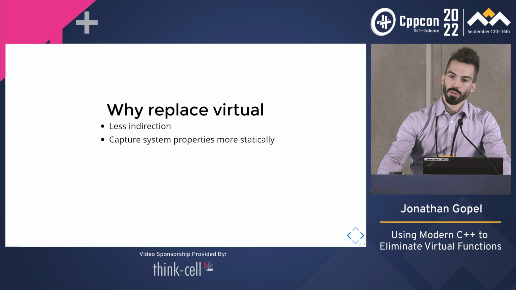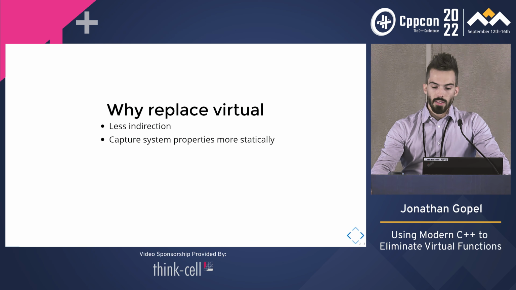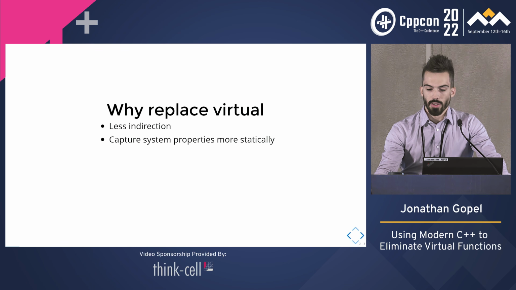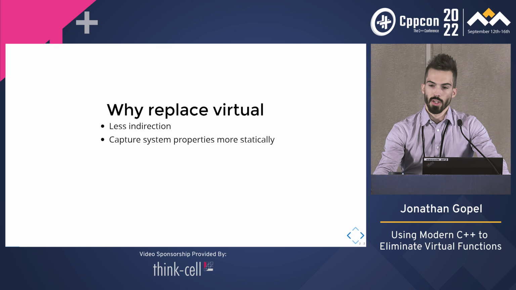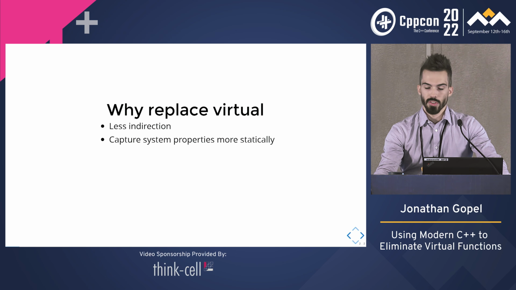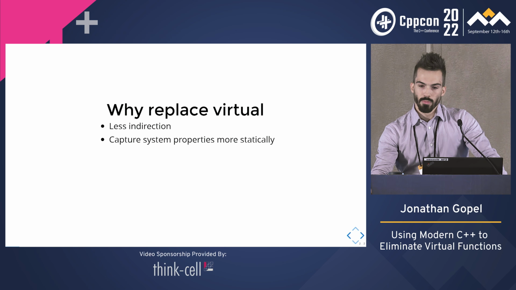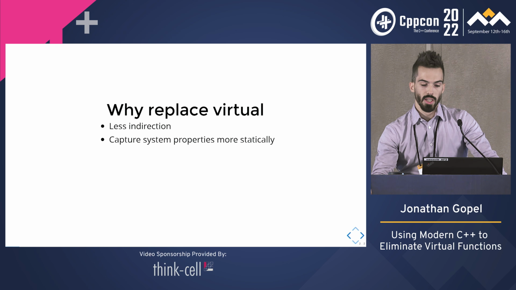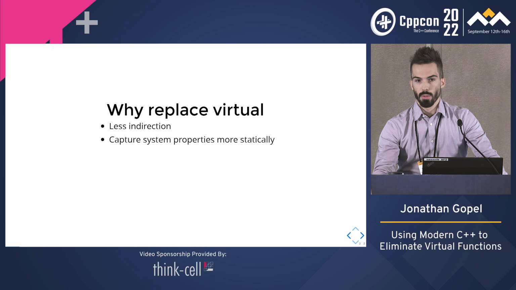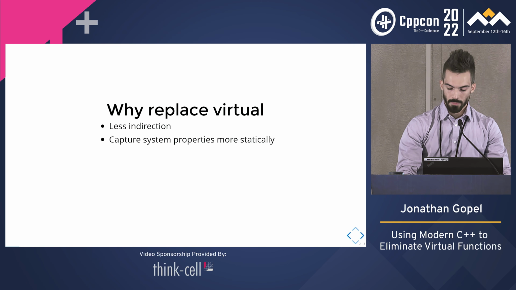We can also capture our system properties more statically. Why is that good? It helps to move errors forward. For example, if you don't have that pointer, you don't have to worry about null pointers. If you're not storing in some base type, you don't have to worry about incorrect downcasts. These are runtime errors that we can move to compile time or eliminate entirely. Also, more static description allows the compiler to see more deeply through our programs, which opens up opportunities for optimization.